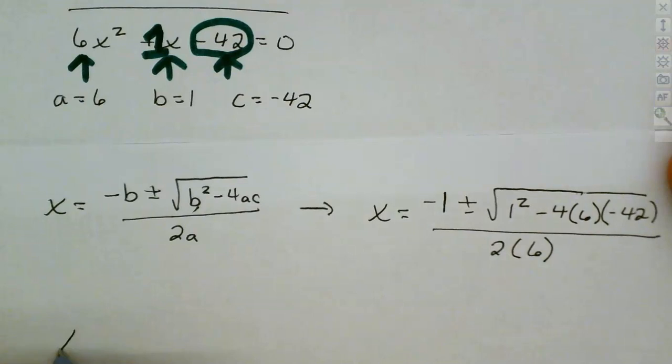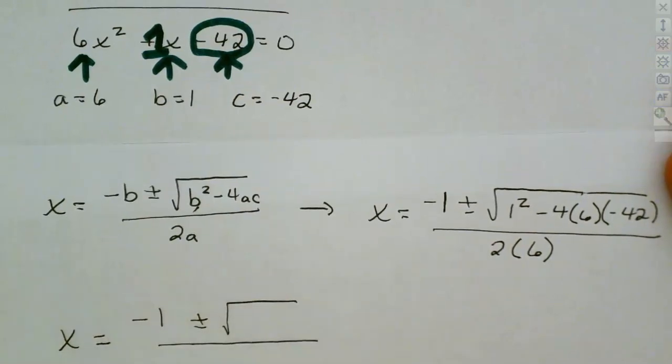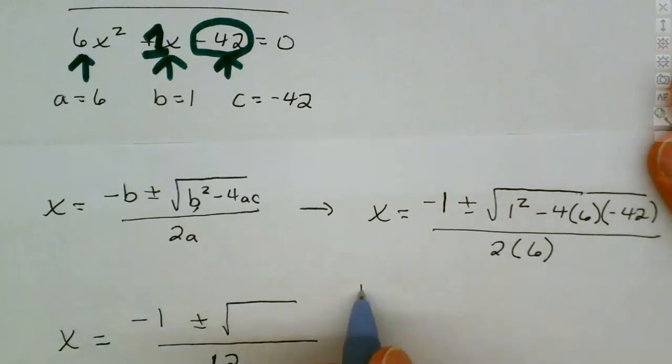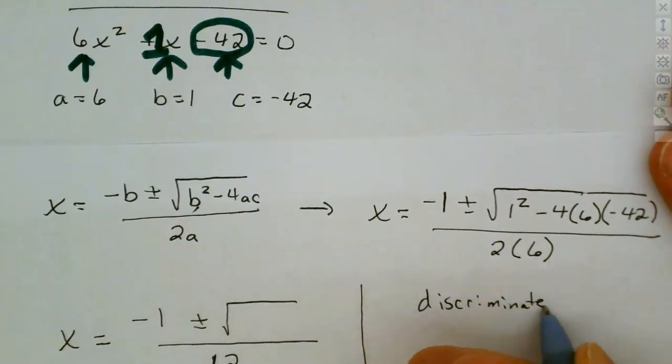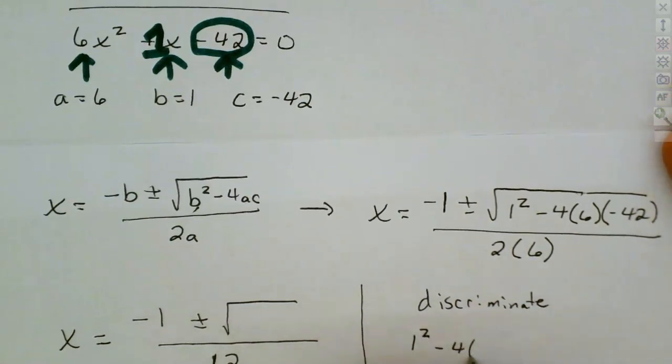So nothing really to clean up. So we've got x equals now a negative 1. Then we've got our plus or minus. We'll put our square root here. We'll come back to that in a moment. 2 times 6, well, that is a 12. And we're going to work with our discriminant by itself. What's our discriminant? 1 squared minus 4 times 6 times a minus 42.